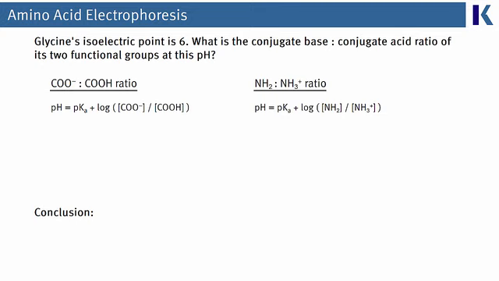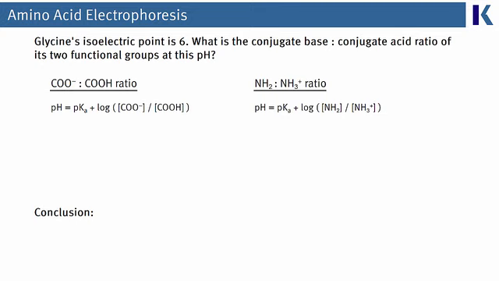Technically, because an amino acid's pI can always be calculated from its groups' pKa's, we should be able to see that glycine will have a neutral charge at a pH of 6 simply by finding the base to acid ratios of its two functional groups at that pH of 6. So let's find out what these ratios are. We have our two Henderson-Hasselbalch equations set up for our two functional groups.